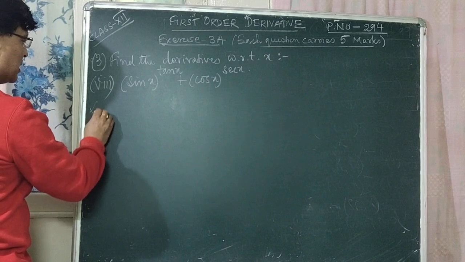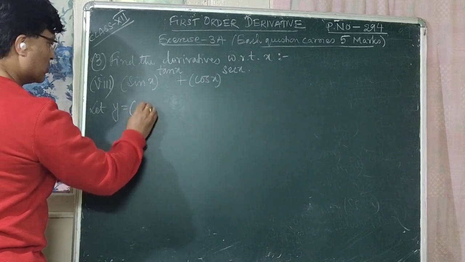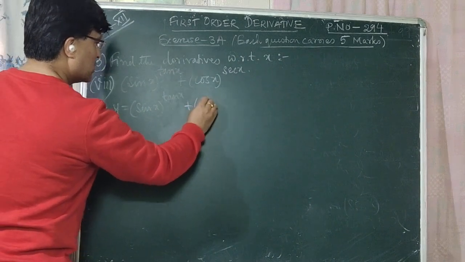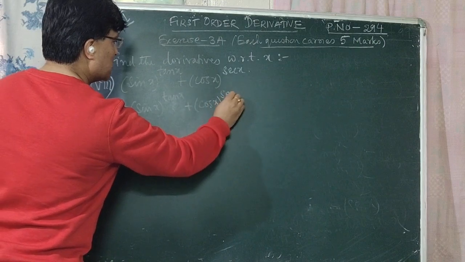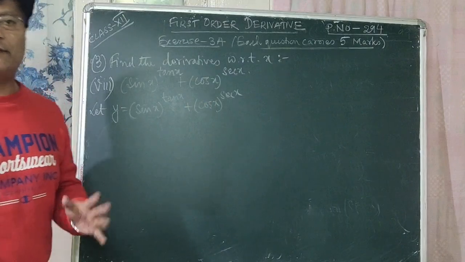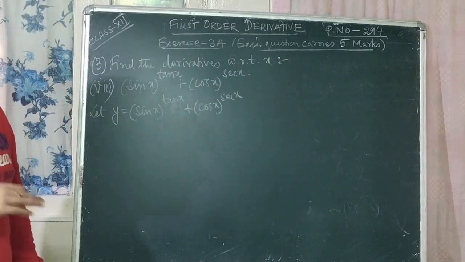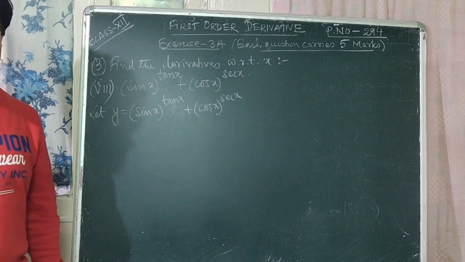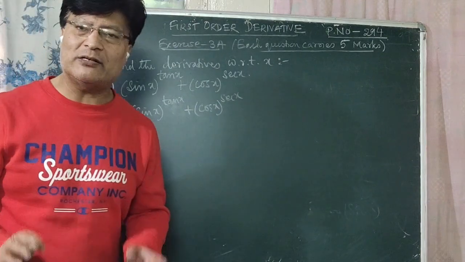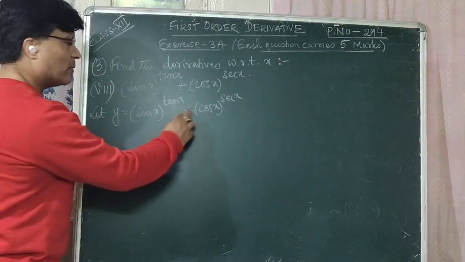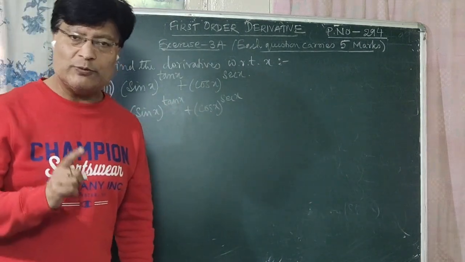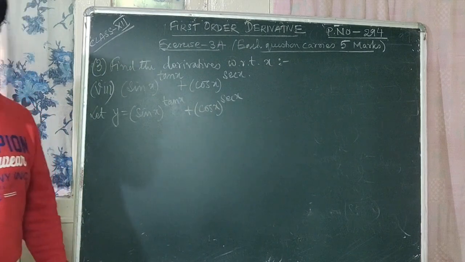So let us assume y is equal to sin x whole to the power tan x plus cos x whole to the power sec x. For both the terms you cannot differentiate directly because both the base and the powers are variables here. So you have to take log in this case. But for this particular problem you cannot take log on both the sides because there is a plus sign. If you take log on both the sides you cannot simplify the right hand side, so it will be difficult to differentiate it.